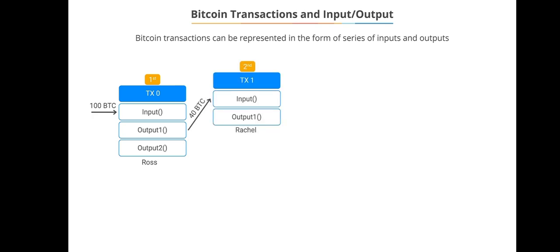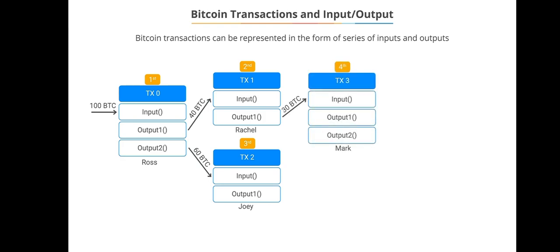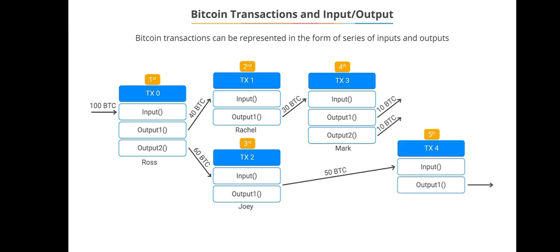He sends 40 Bitcoins to Rachel and 60 Bitcoins to Joey. So Ross's transaction has 1 input and 2 outputs. Now from 40 Bitcoins, Rachel sends 30 Bitcoins to Mark, and this process continues throughout the Bitcoin blockchain.